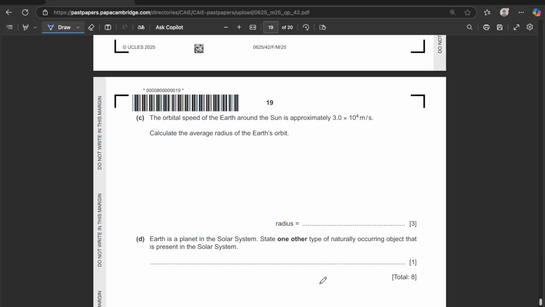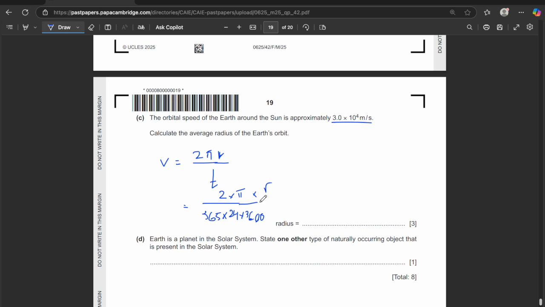C. The orbital speed of the Earth around the Sun is approximately 3.0 times 10 to the power 4 meters per second. Calculate the average radius of the Earth's orbit. So we have this equation: orbital speed is equal to the distance of the orbit, 2 pi r, divided by t. For t, we know that it is 365 days, 24 hours a day, and 3,600 seconds.